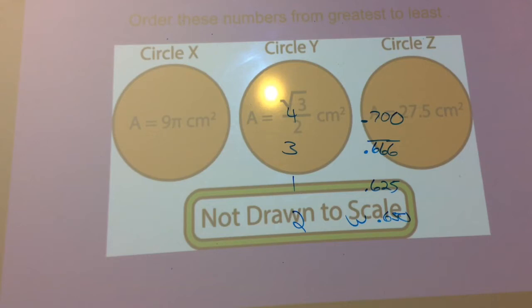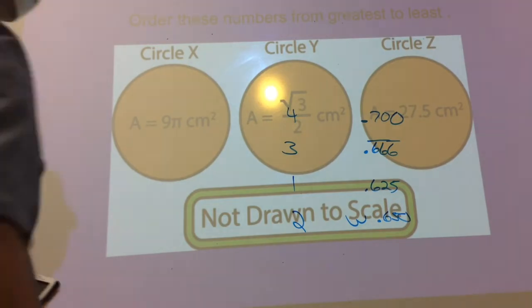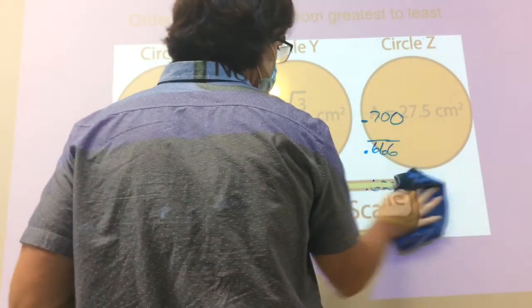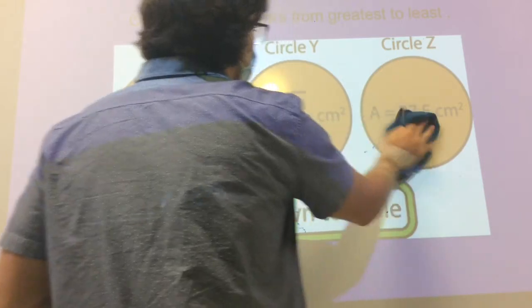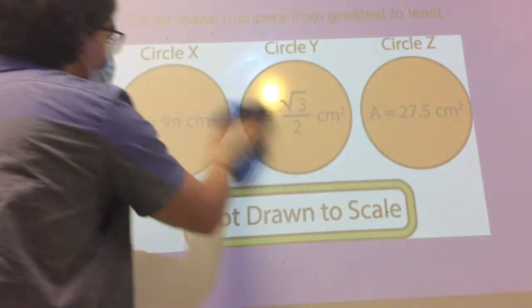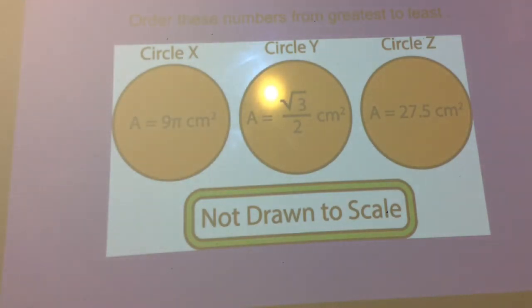Okay. Order these numbers from greatest to least. Okay, greatest to least. It's nice that it gives us a little bit more specific. So here we go. Now, it does say not drawn to scale.